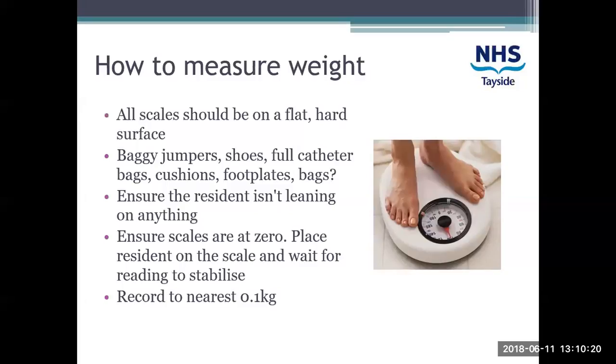So all these things need to be removed or taken into account when someone is being weighed. Ensure the resident isn't leaning on anything, as again that can affect the person's weight. If they're leaning on a surface or on an assistant who's helping them get weighed, it will affect their weight. So make sure they're standing alone, and ensure the scales are at 0 in the first instance. Place the resident on the scale and wait for the reading to stabilise. You're looking to record it to the nearest 0.1 kilograms to get the most accurate weight. Recording the date is also really vital when you're documenting it.